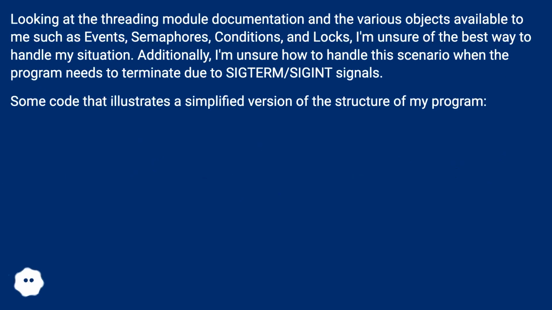Looking at the threading module documentation and the various objects available to me such as events, semaphores, conditions, and locks, I'm unsure of the best way to handle my situation. Additionally, I'm unsure how to handle this scenario when the program needs to terminate due to SIGINT signals. Here is some code that illustrates a simplified version of the structure of my program.